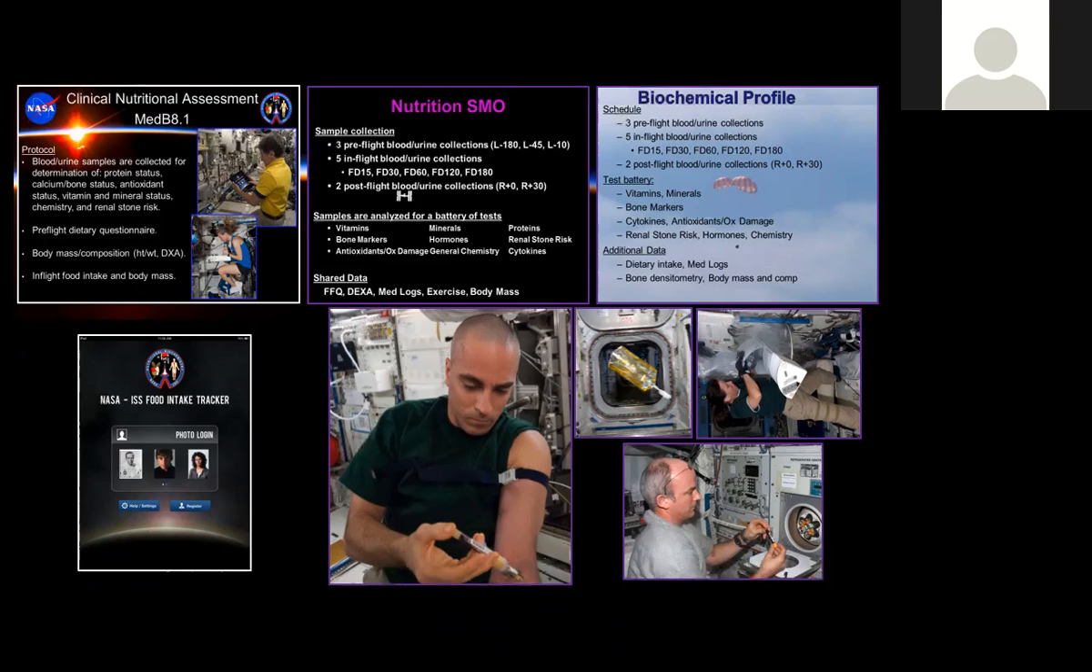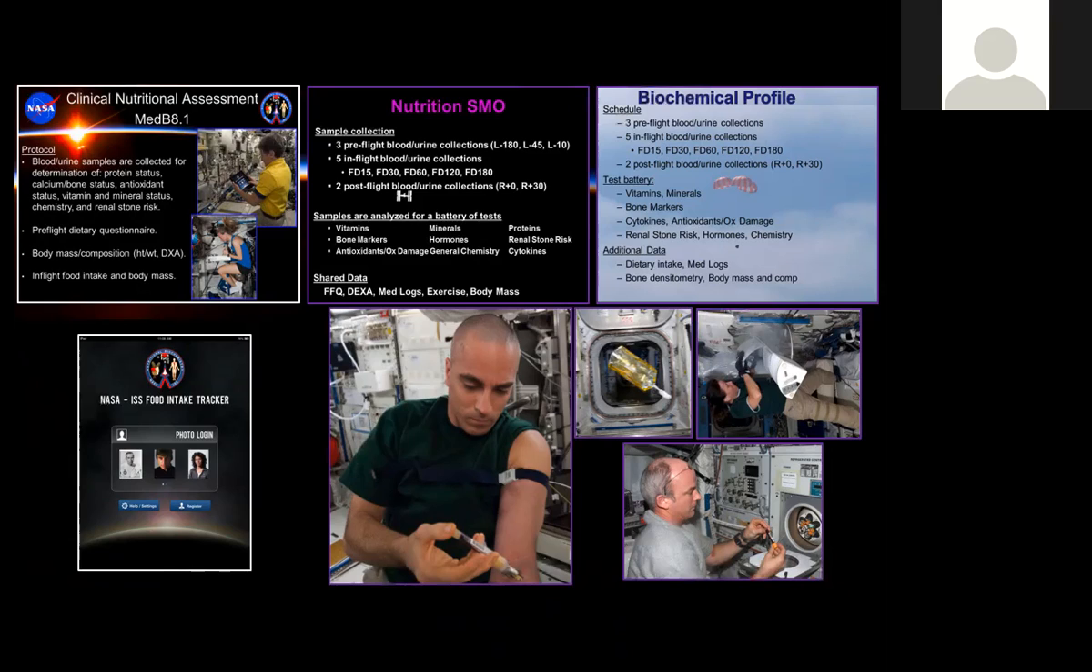We now collect food intake from a food intake tracker app, an iPad app that was launched a couple years ago. So we are getting where the crew members record all food intake for their entire mission. Before that, it was a food frequency questionnaire completed once a week.